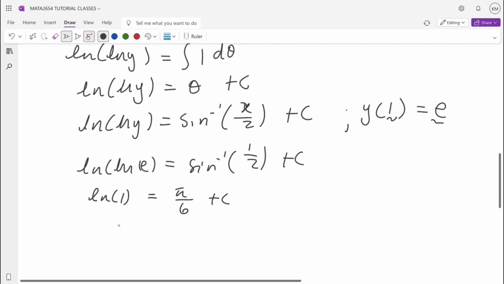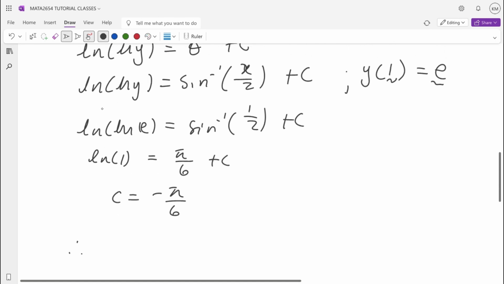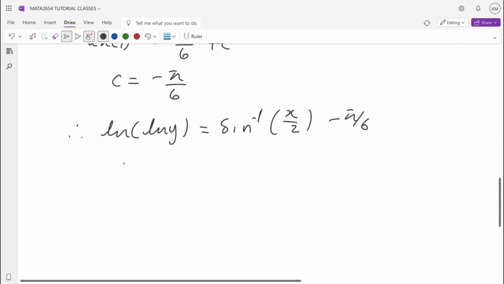Now basically, ln of 1 is 0. So we're going to just transpose this to the other side, then c becomes negative of that, which is minus pi over 6. So therefore, we come back here and substitute our c, and we'll have ln of ln y equals arc sine of x over 2 minus pi over 6. Okay, so this is the answer for the first problem, just like that.